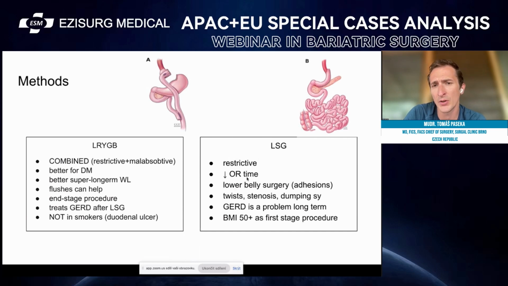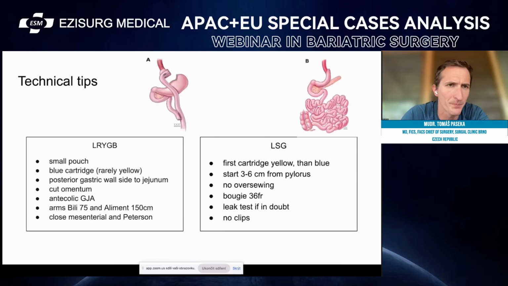Sleeve is easier because of shorter operation time. It is good for patients with previous lower belly surgery because some adhesions of thick major omentum sometimes give us a hard time in bypass patients. But also long-term reflux disease is a problem. And as Dr. Cagas mentioned, in BMI 50 plus, it's a good option as a first stage of a two-stage procedure.